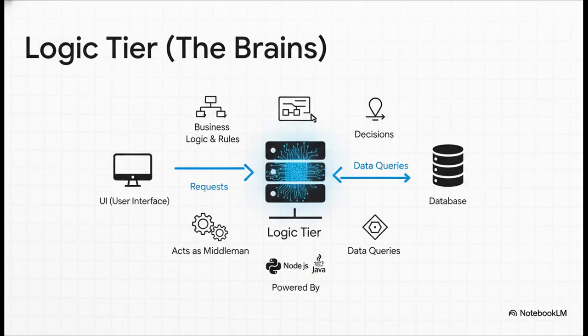And in the middle, we have the logic tier. This is the engine room, the brains of the whole operation. It gets requests from the UI, thinks about them, applies all the business rules, and then talks to the data tier to either get or save information. All the heavy lifting happens right here, and it's powered by workhorse languages like Python, Java, or Node.js.